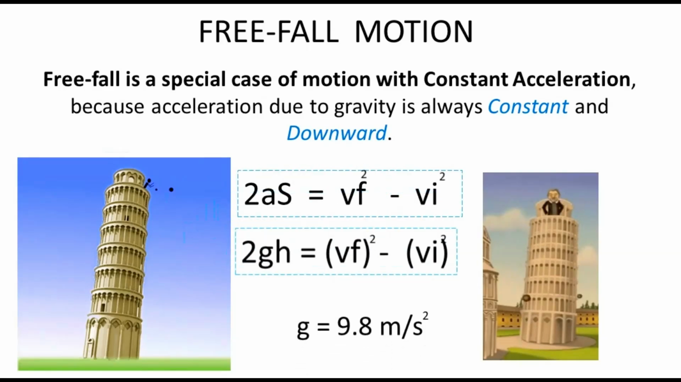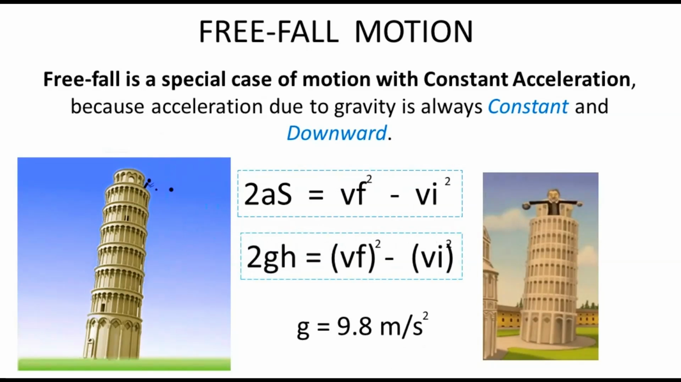In order to convert the third equation of motion into the free fall motion's equation, you have to replace acceleration with g, which is the gravity, and its value is 9.8 meters per second square, and s, or displacement, is converted into h, which is the height. So in this way, the third equation of motion is converted into the free fall motion's equation. g is the gravity and h is the height from which the object is thrown downward.